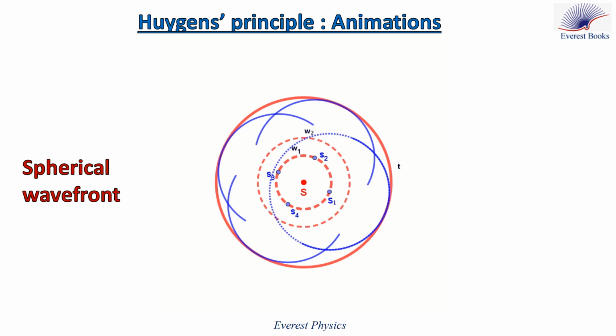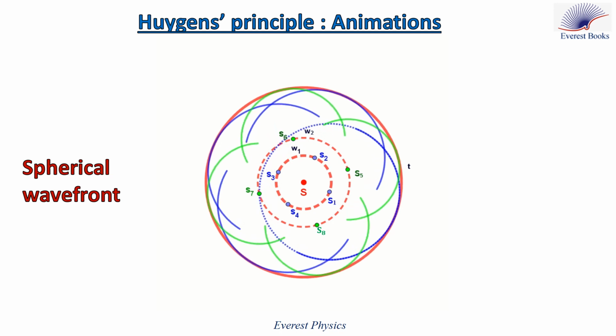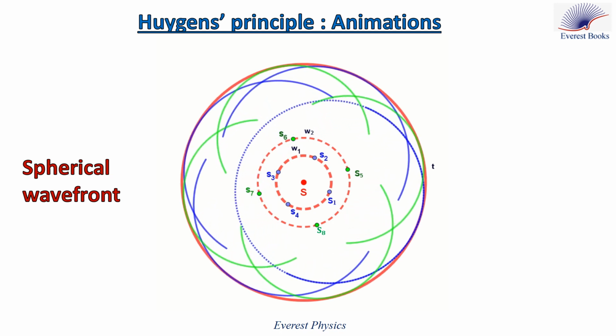Similarly, at an instant t2, the wavefront is W2, and each point on W2 acts as a secondary source and emits spherical wavelets which are drawn by the green color. Now, let's start the animation. We can conclude that the wavefront at an instant t is tangent or remains tangent to the wavelets corresponding to all the secondary sources between the time 0 and the time t.